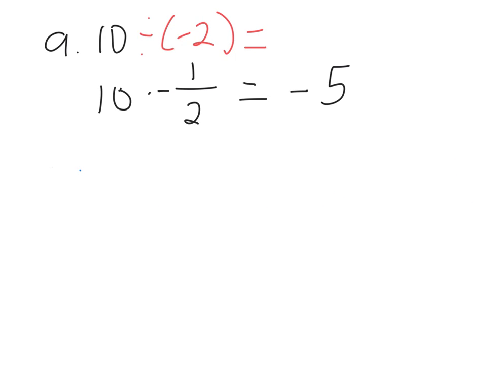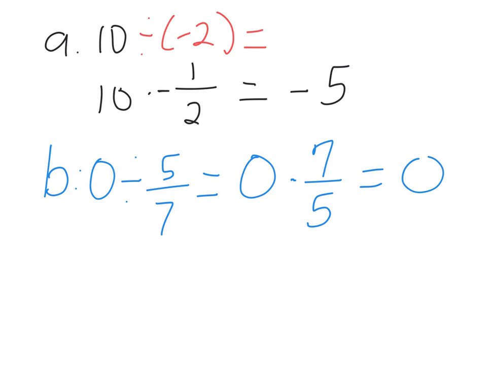In example A, we have 10 divided by negative 2, and we rewrite that to be 10 times negative 1 over 2, and then the answer is negative 5. In example B, we have 0 divided by 5 over 7. We're going to rewrite that to be 0 times 7 over 5. So we have the reciprocal, and of course then that will equal 0.